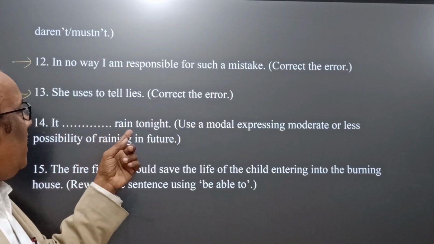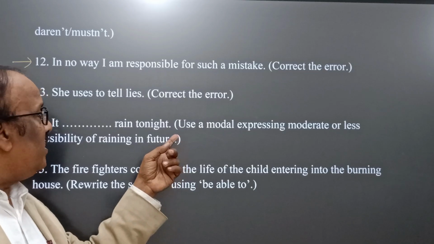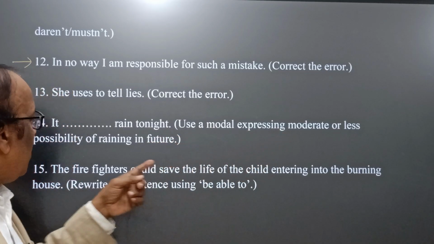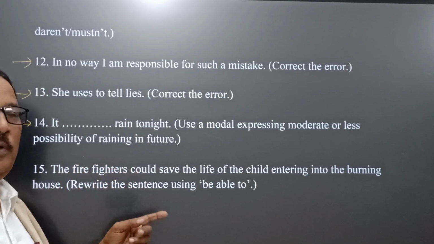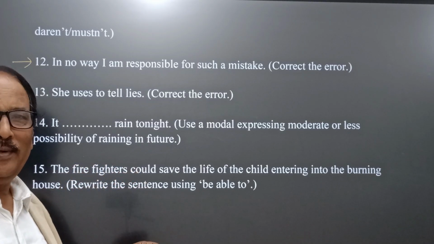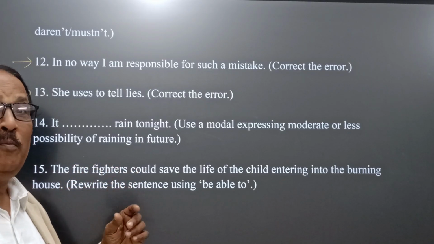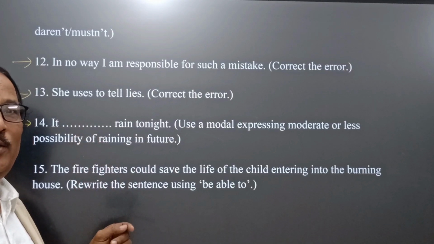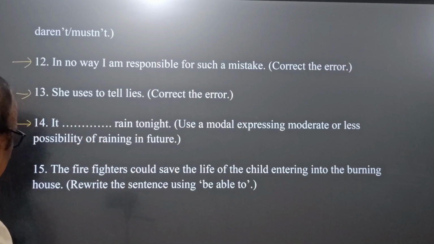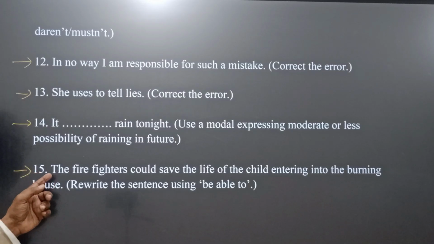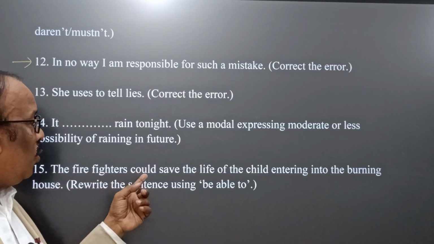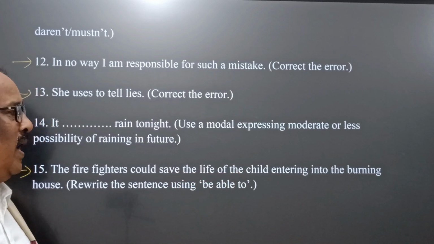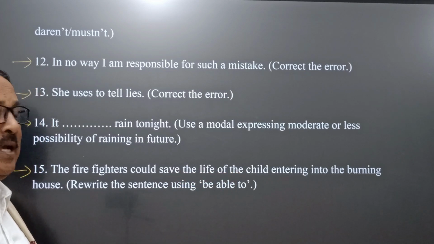Question number 14. It blank rain tonight. The instruction is here: use a modal expressing moderate or less possibility of raining in future. You have to use a suitable modal out of 13 modals and fill in the blank. The last question is here. The firefighters could save the life of the child entering into the burning house.